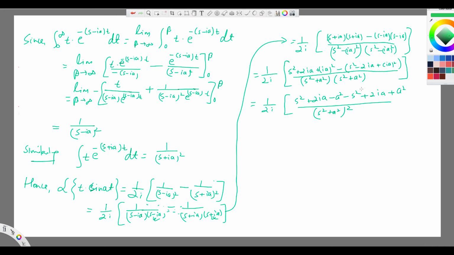Let us see what cancels out. So s squared cancels out with s squared, a squared cancels out with a squared, and plus minus, so 2ias plus 2ias will be 4ias. You see that? So 1 over 2i, and then I got 4ias divided by (s squared plus a squared) squared. So now what cancels out: 4 divided by 2 is 2, and then i cancels out. So basically we got 2as over (s squared plus a squared) whole squared. Okay guys.